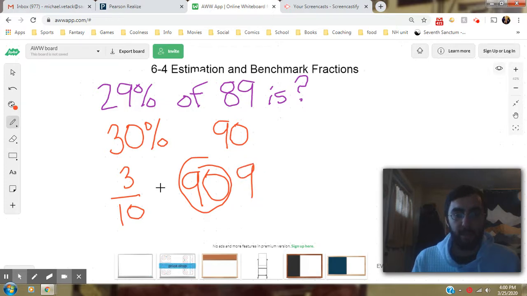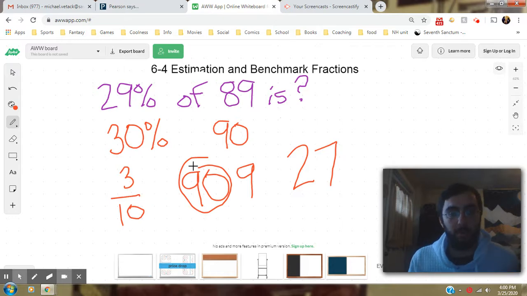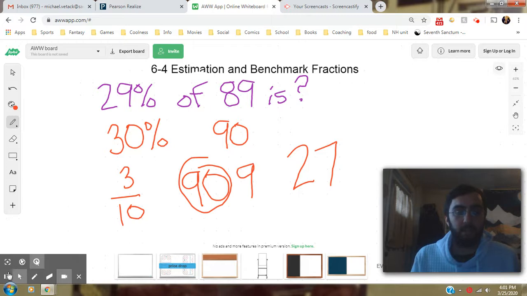But that's what 1/10 was. So this is 3/10. So we need 2 more of these. So 90 divided by 10 is 9. And then 9 times 3, because there's 3 of them, would be 27. All right, so that's how we would get that one. So 29% of 89 is about 27.